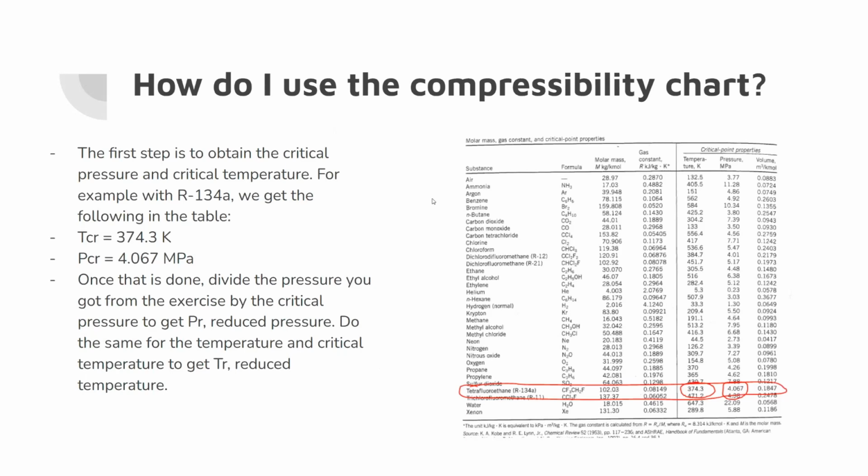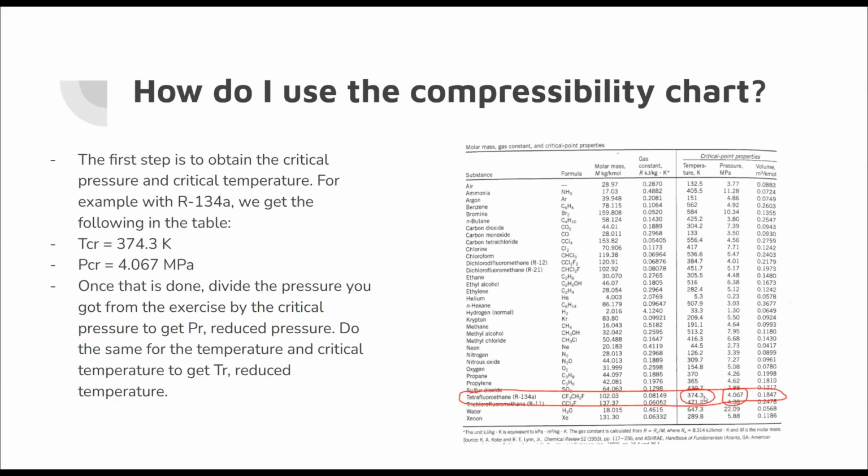In order to get it, the first step is to obtain the critical point properties of whatever substance you're studying. So in this case, let's take the refrigerant, which is right here in your property tables. I think it's in the first page.